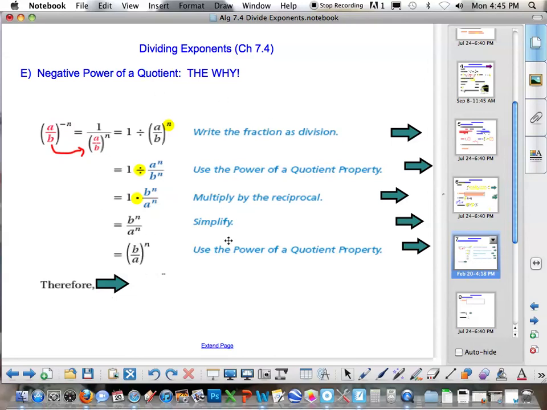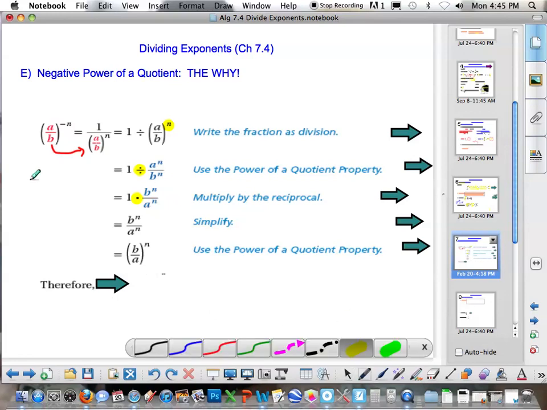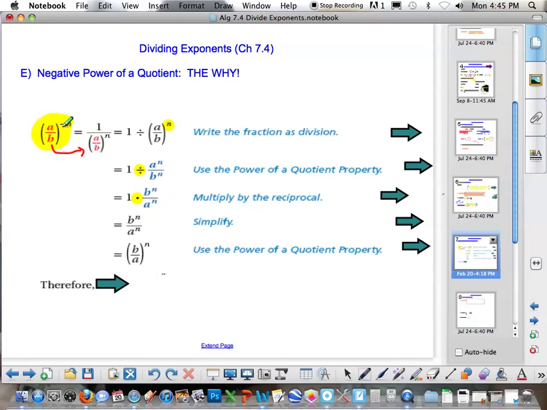And I realize maybe this was confusing, but the most important thing is let's look at where we started and let's look at where we ended. What happened here? Okay, a over b to the negative n became, in my process here, b over a to the positive n. What's the only thing that's really changing here? Look at my fraction. It was a over b. It's now b over a. My negative n became a positive n.